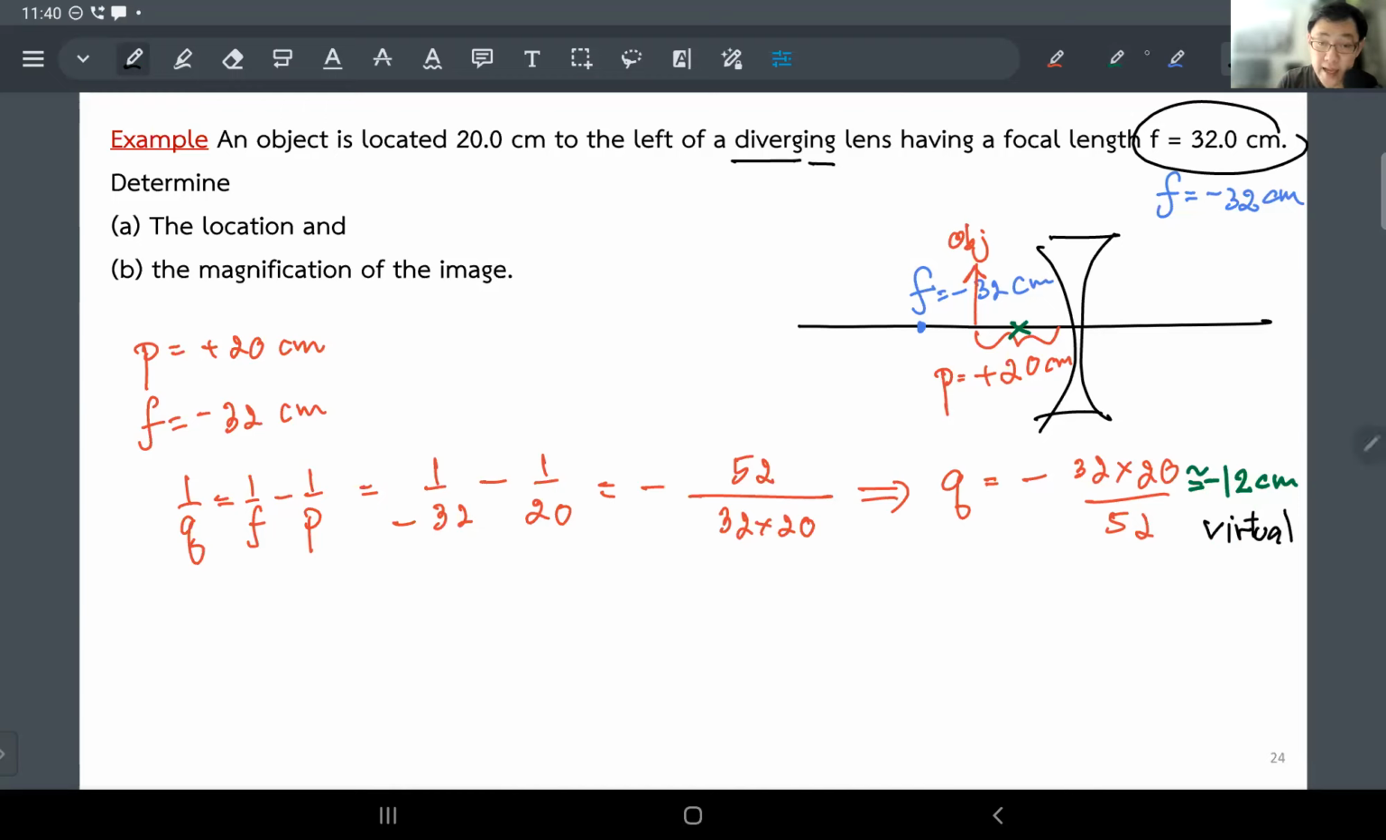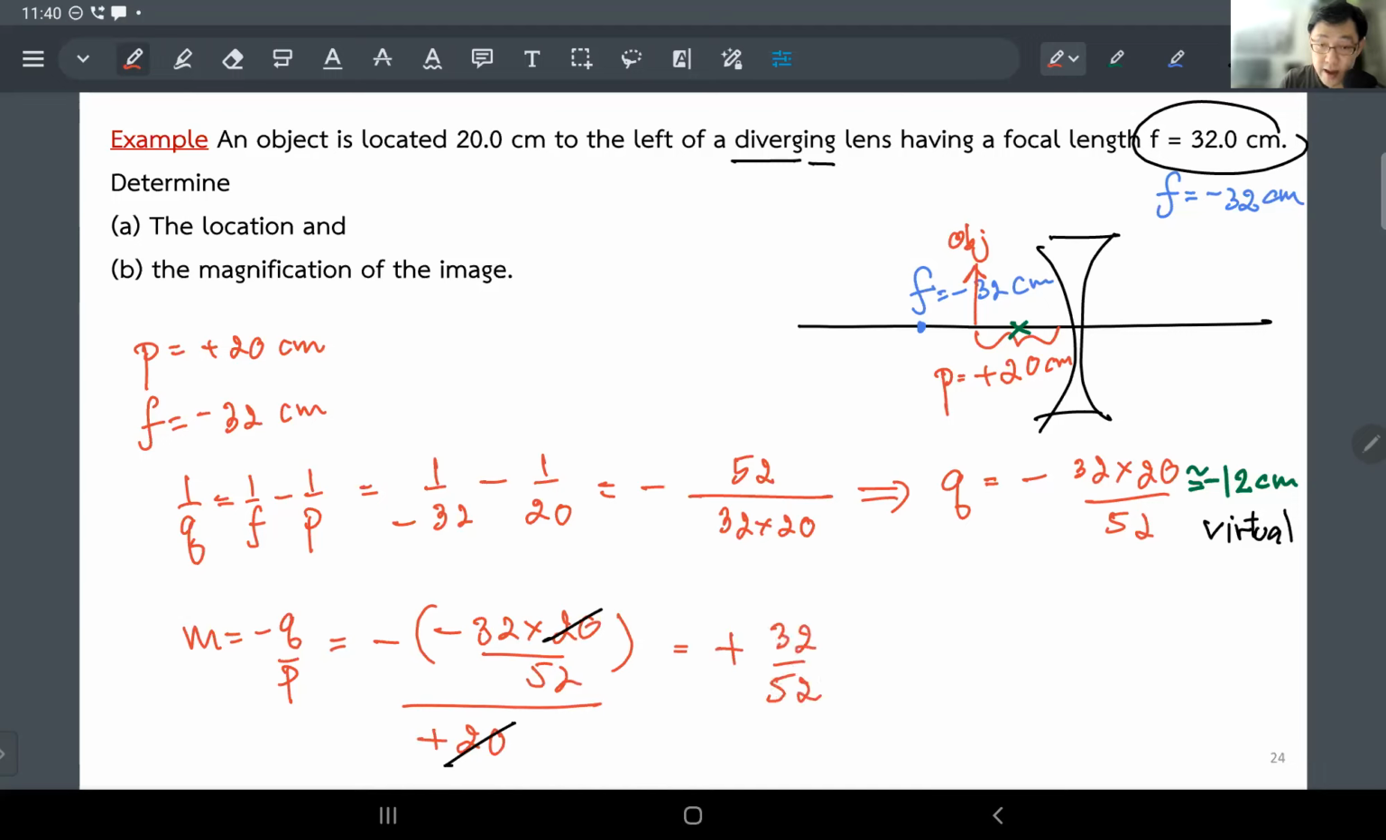Now we want to figure out the sizing, and whether it's upright or inverted. You apply M equals minus Q over P, and take the whole sign along with Q: negative 32 times 20 over 52, divided by P. P is positive 20. I can cancel the 20, so I'm getting positive 32 over 52. What does it mean? M positive means it's upright. And it's less than 1, so it's reduced in size a little bit, about 0.6. So whatever the size of the object is, the image shows up in the front, upright, and about 60% as high. And you are done.